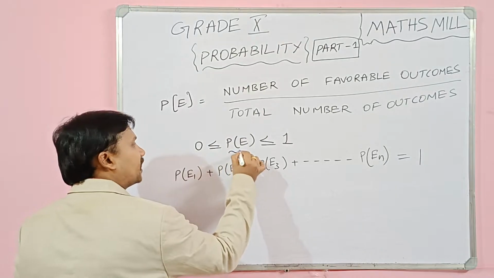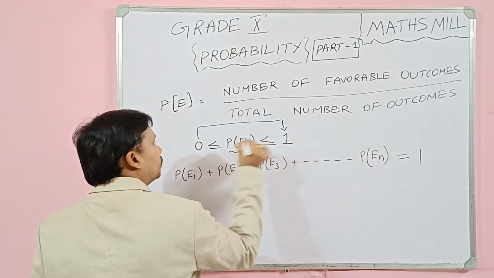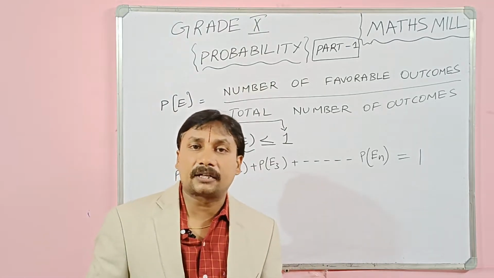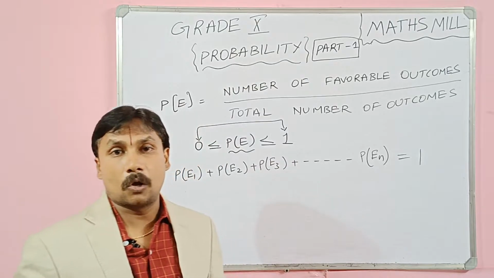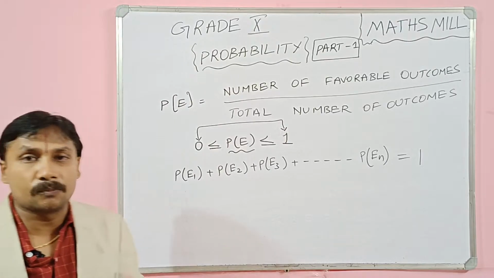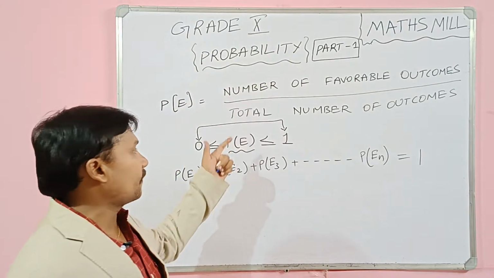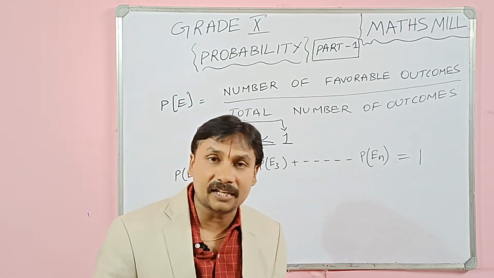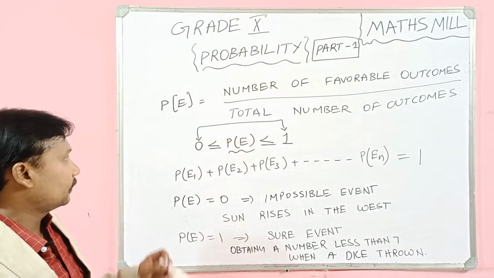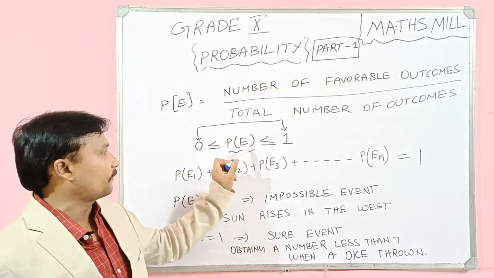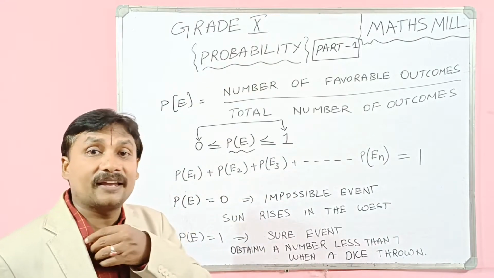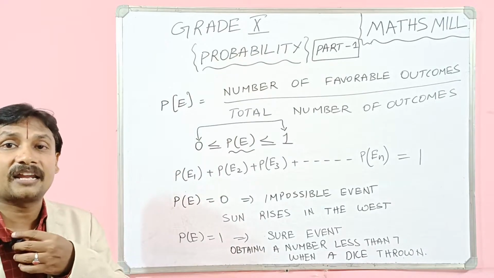Always, the probability of an event lies between 0 and 1 only. It might be equal to 0, it might be equal to 1, but not more than 1 and not less than 0. If the probability of an event is 0, that is an impossible event. If the probability of an event is 1, that is a sure event. So champs, as I said, 0 is less than or equal to the probability of an event, which is less than or equal to 1.